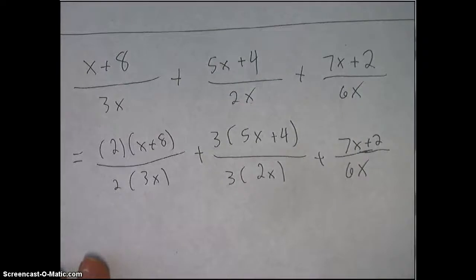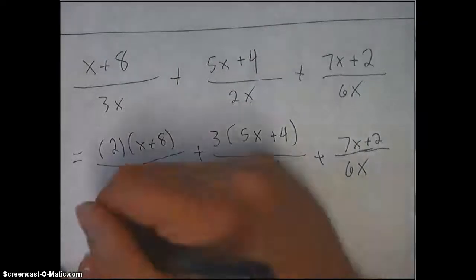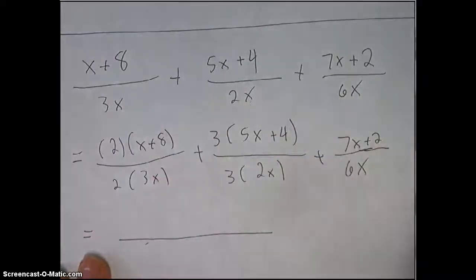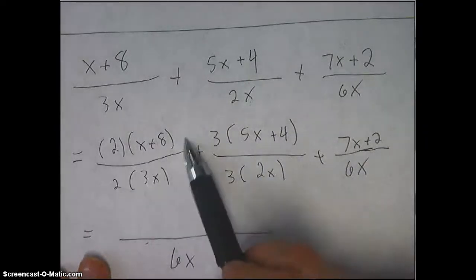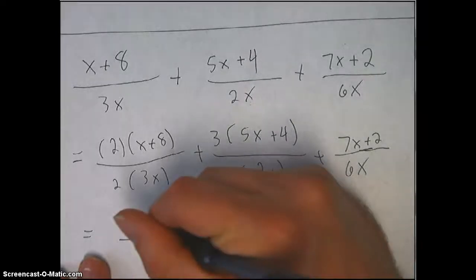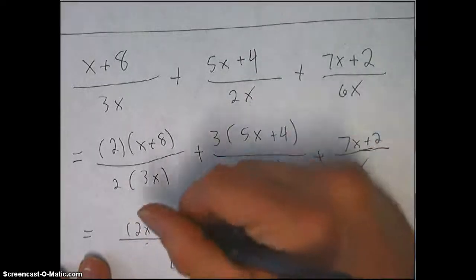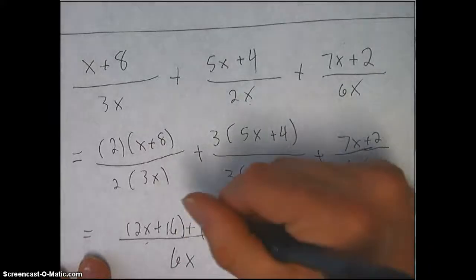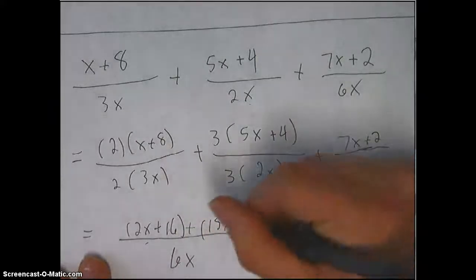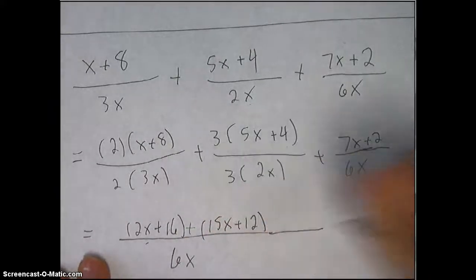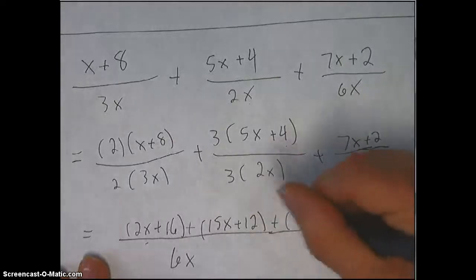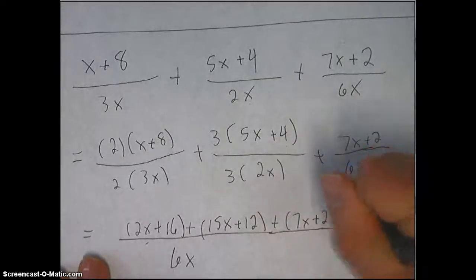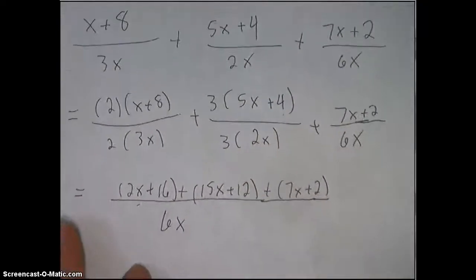Alright, so I'm just about ready to combine these. So they're all going to be over 6x. I know that, so let's just put them over there. And then 2 times x plus 8 is 2x plus 16. 3 times 5x plus 4 is 15x plus 12. And then, of course, I've got my 7x plus 2. So far, so good.